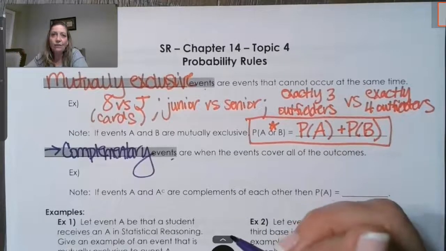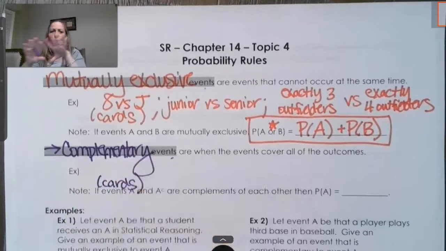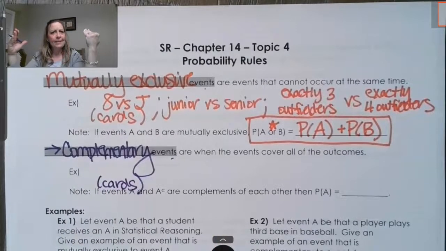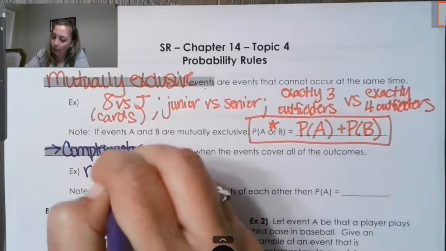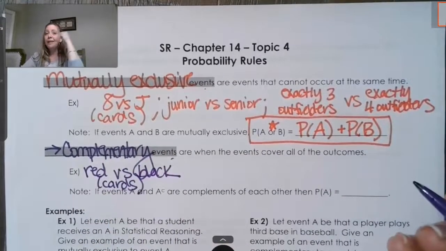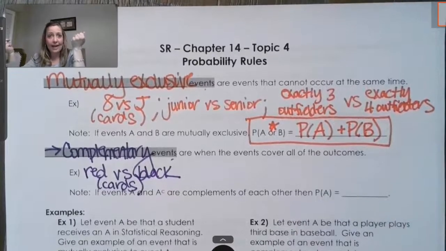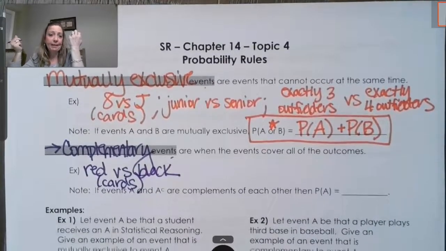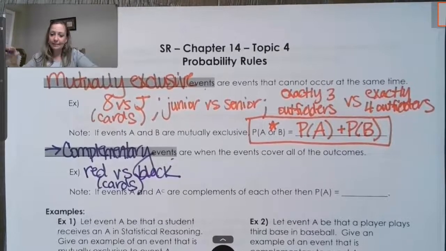So in a deck of cards, if we wanted to think about 2 situations that couldn't happen at the same time but cover everything, we could say red cards versus the black cards. Each card is either a red, a heart or a diamond, or a black, a spade or a club. You can't have one at the same time, and those cover all of the possibilities.